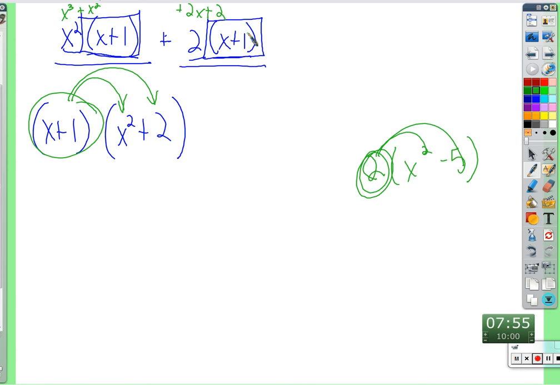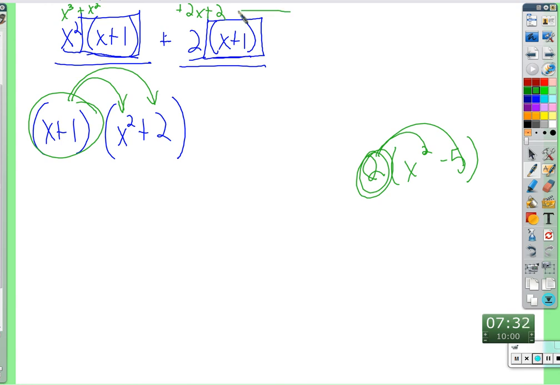We don't have to do that, but seeing it that way helps us understand what we just did to get from here to there. We just factored out the x plus 1 like it was a full set of parentheses that got distributed into x squared plus 2. Okay. And what we have here is we're done. We factored this. We factored out the common factor of x plus 1.